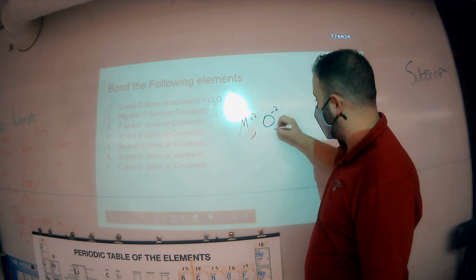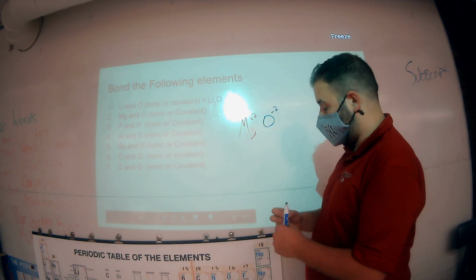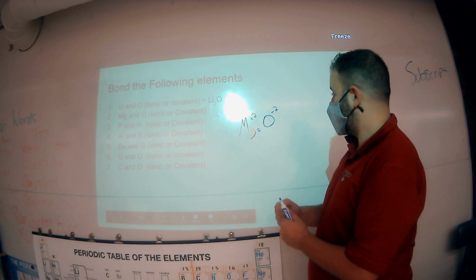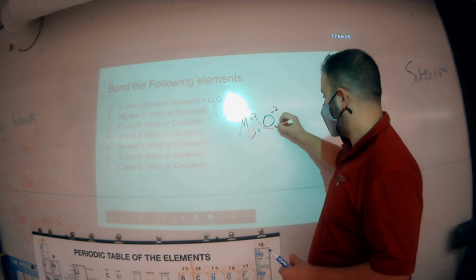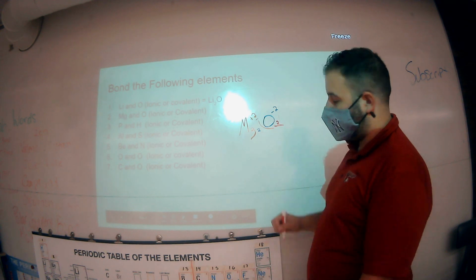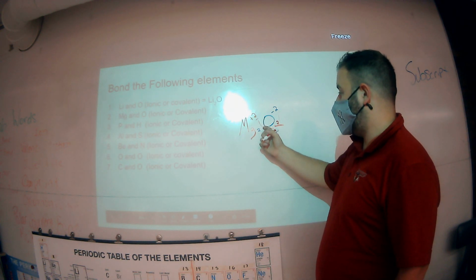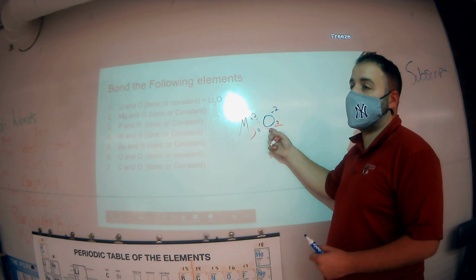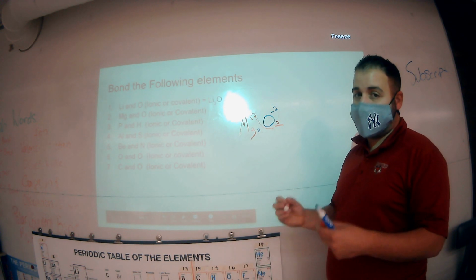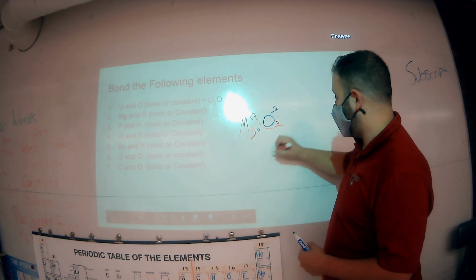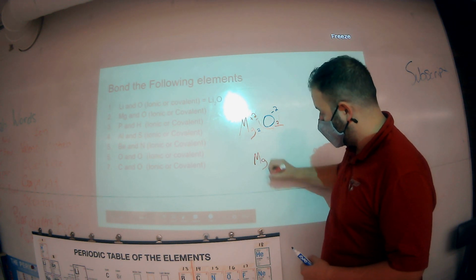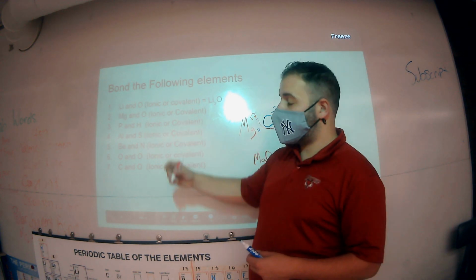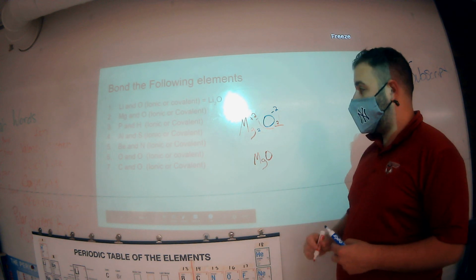But if we did the crisscross method, think of these as a ratio. And you might be saying, I'm going to get Mg2O2. But think of them as a math ratio. For every 2 magnesiums, I need 2 oxygens, which is the same thing as saying for every 1 magnesium, I need 1 oxygen. When magnesium and oxygen bond, this is our chemical formula.